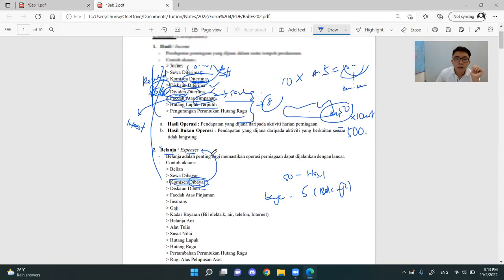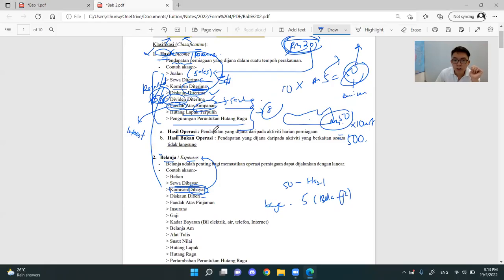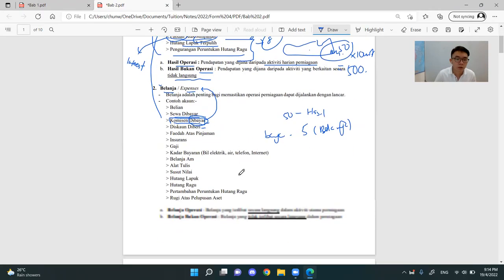All right. Then in hasil, we have hasil operasi and hasil bukan operasi. Very simple, operasi meaning what is directly related to daily activity, okay? Your daily activity. Hasil bukan operasi meaning income generated from indirect activities. Just an example, the dividend just now is not related to our daily business. What is our business? We sell shirts. Faham tak? So shirts are our business. When we go and invest in other companies and we get dividends, that is hasil bukan operasi, because it is not related to our operations. So that is the definition of hasil operasi and hasil bukan operasi. You just need to know what they mean, but it's not that important.